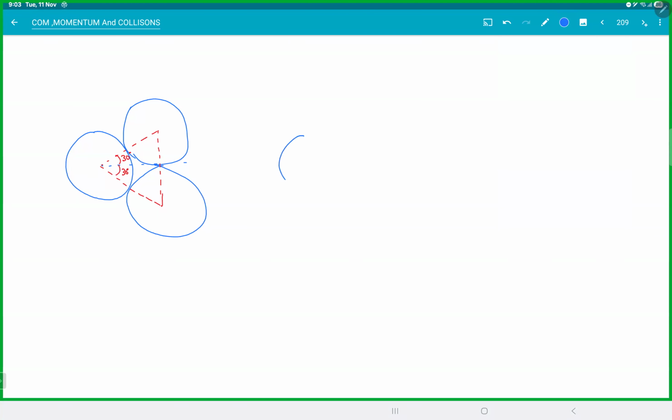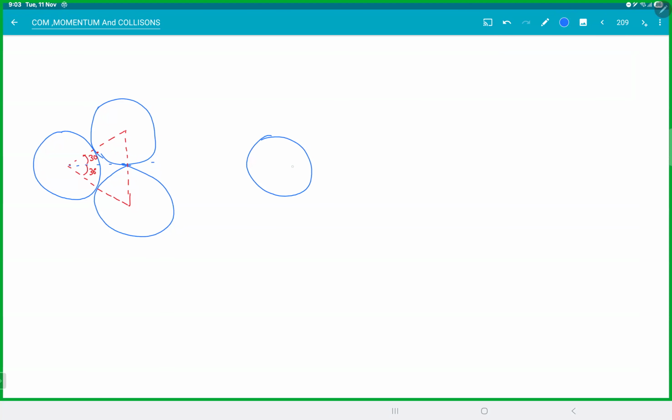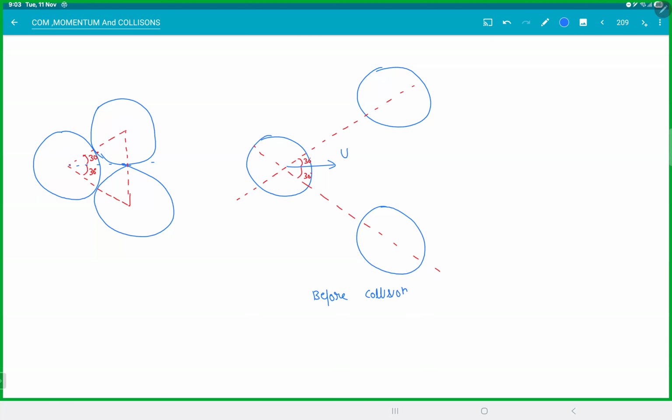So just before collision, this guy is going with speed u. I'm just separating them a little bit. And how is the force? The force will be along the common normal, that is, the line joining the centers. Here the normal would be like this. Again, I'm separating it out. So this is also 30 degrees. So this is before collision. So let me draw it here better.